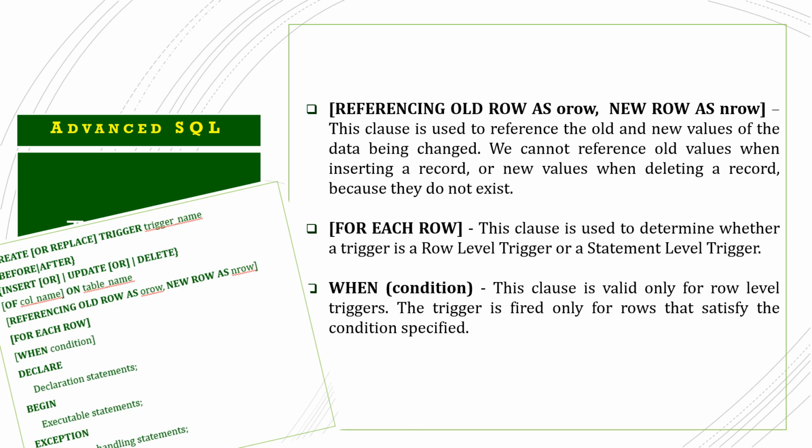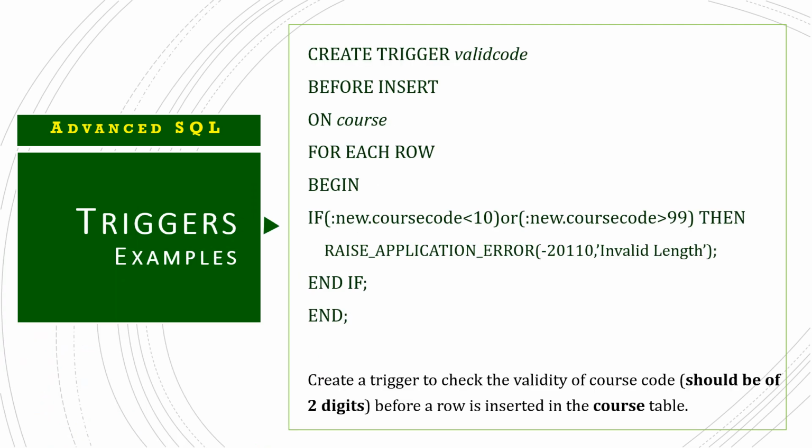Then the clause when condition. This clause is valid only for row level triggers, and this trigger is fired only for rows that satisfy the condition specified. That is, for each row, this trigger will be triggered when this particular condition gets satisfied. So the when condition is valid only for row level triggers. Now let us discuss some examples that make use of these triggers.